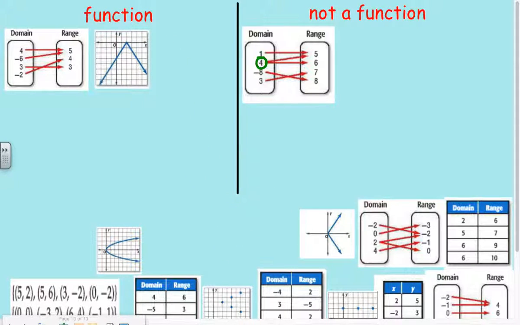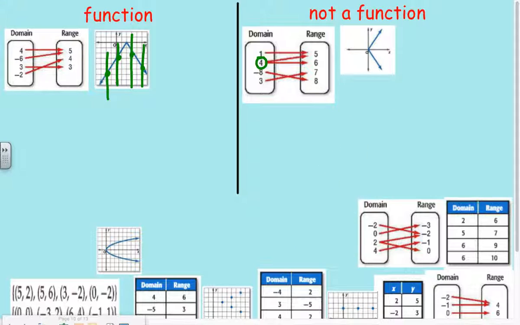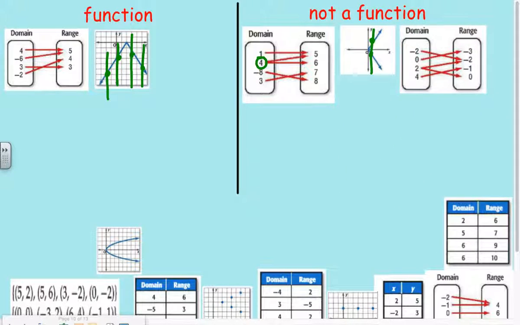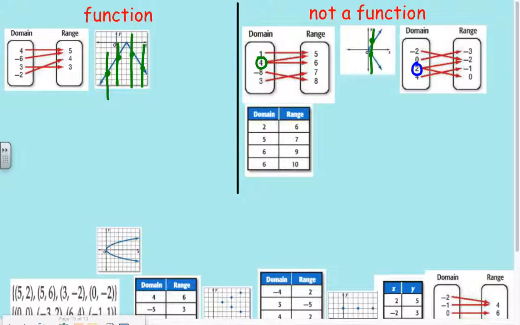This one would pass the VLT. It touches once, once, once, once. This one does not pass the VLT. It touches twice, so it automatically fails, therefore it's not a function. This one is not a function because the positive 2 has two arrows leaving it. This one is not a function because the 6 repeats.